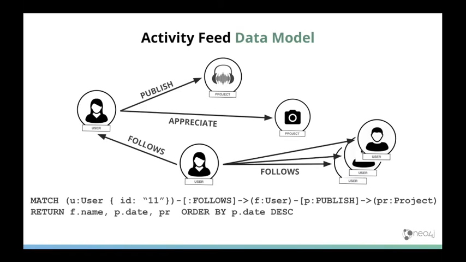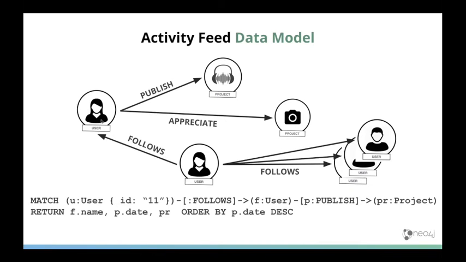So all we have to do is keep a member's timeline up to date, right? And this basically means writing only once, and then having all the followers pull the updates when they need their activity feed populated or refreshed. So here in the diagram, you can see what that looks like. It's a very simple model.